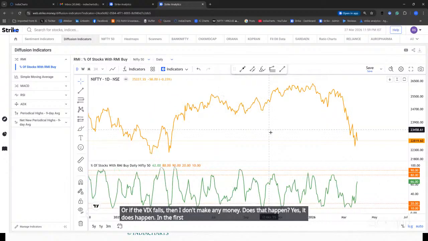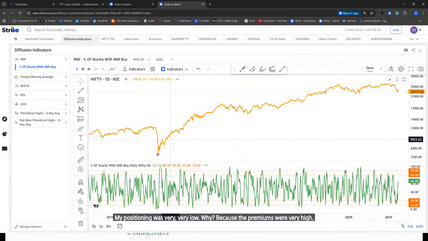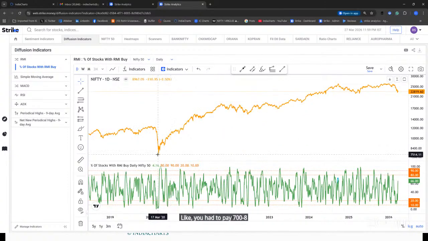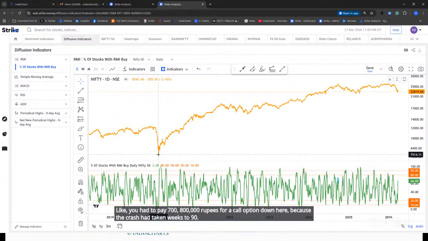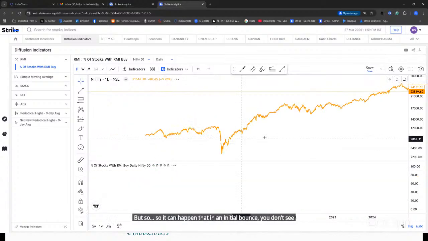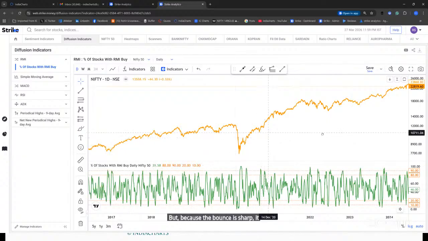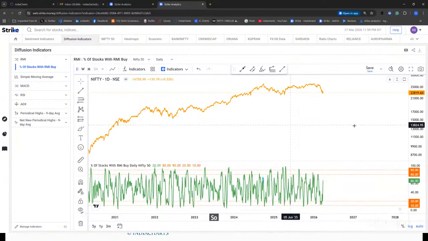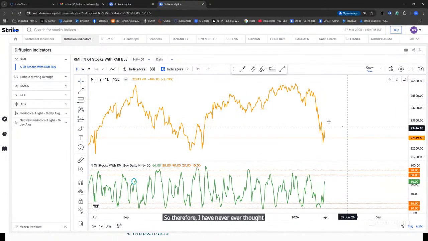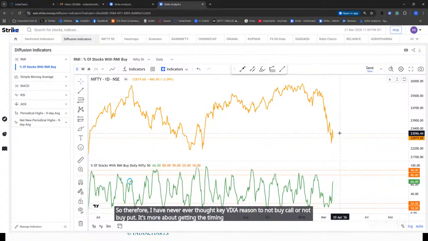In the first rally post-COVID, my positioning was very, very low. Why? Because the premiums were very high. You had to pay 700, 800,000 rupees for a call option down here because the crash had taken VIX to 90. So it can happen that in an initial bounce, you don't see the value of the option going up too much. But because the bounce is sharp, it still does rise even though VIX is falling. So therefore, I have never thought of VIX as a reason to not buy a call or not buy a put. It's more about getting the timing right. If you get the timing right, then the VIX does not matter.